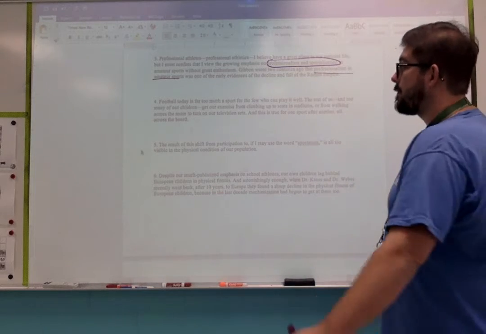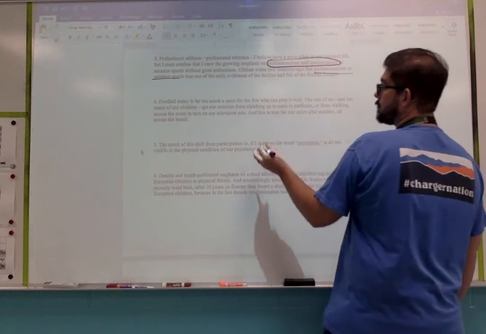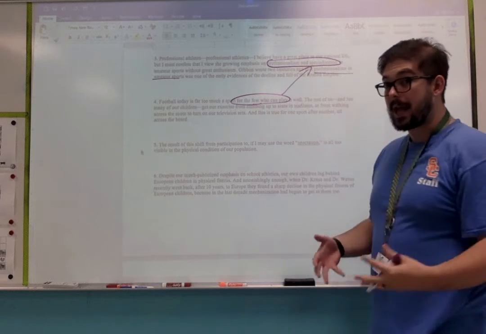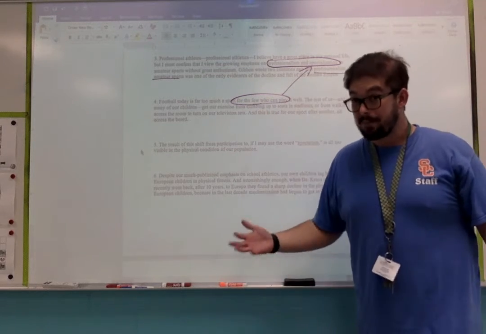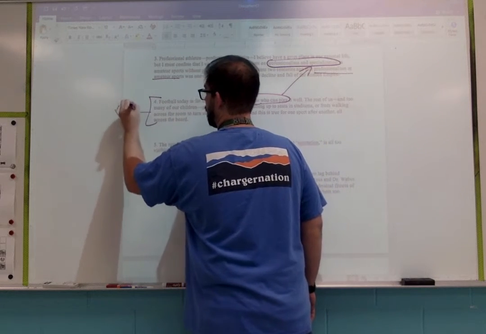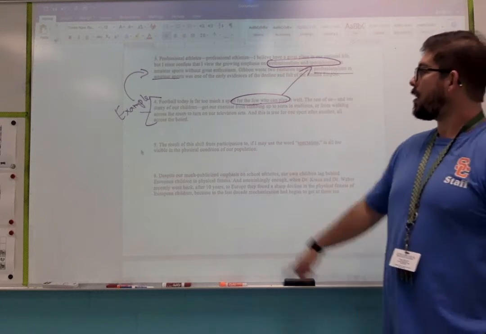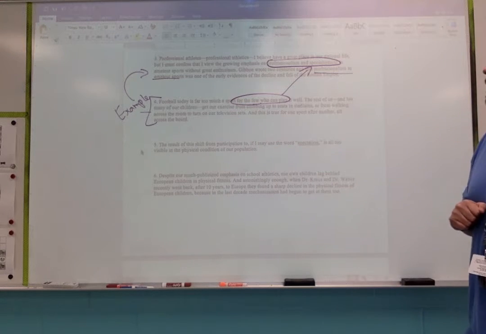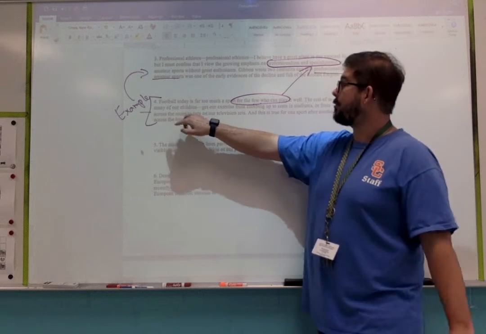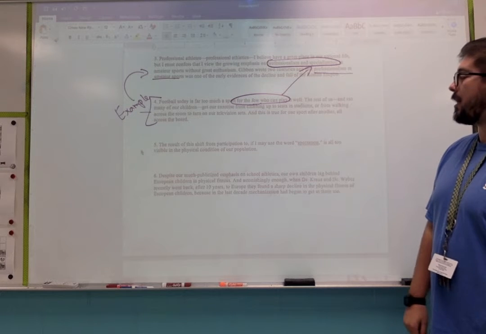An example of this: football today is far too much a sport for the few who can play it well. Notice that few who can play it well is the specialization people. The people who play it professionally are the only people who actually play it. So this paragraph, paragraph 4, is an example of the ideas brought up in paragraph 3. Football today is far too much a sport for the few who can play it well. The rest of us, and too many of our children, so everyone else, a larger group, get our exercise from climbing up to seats in stadiums or from walking across the room to turn on our television sets.